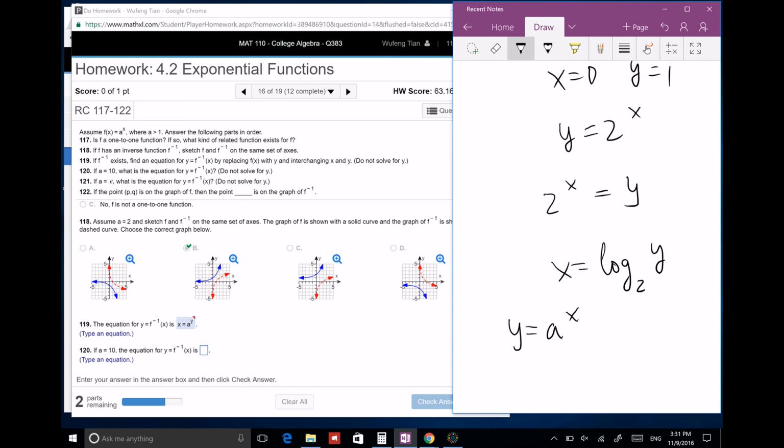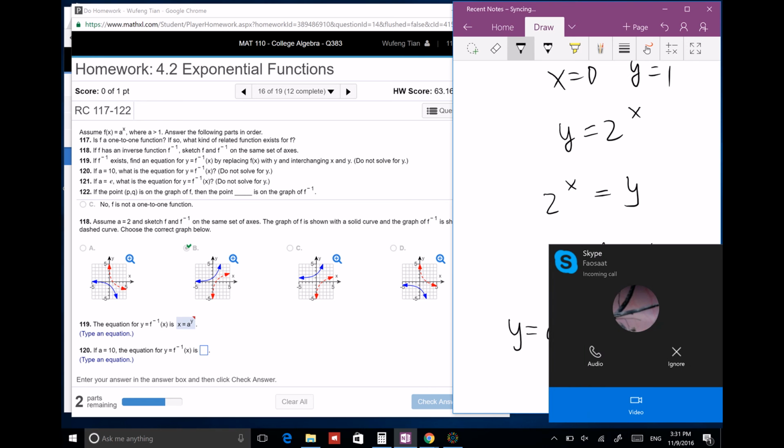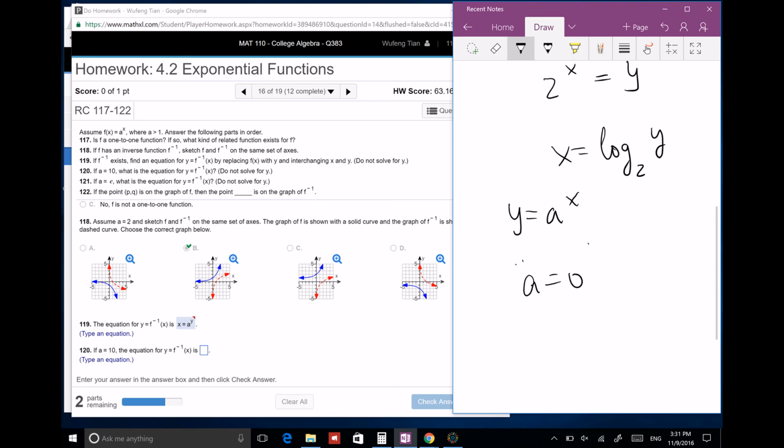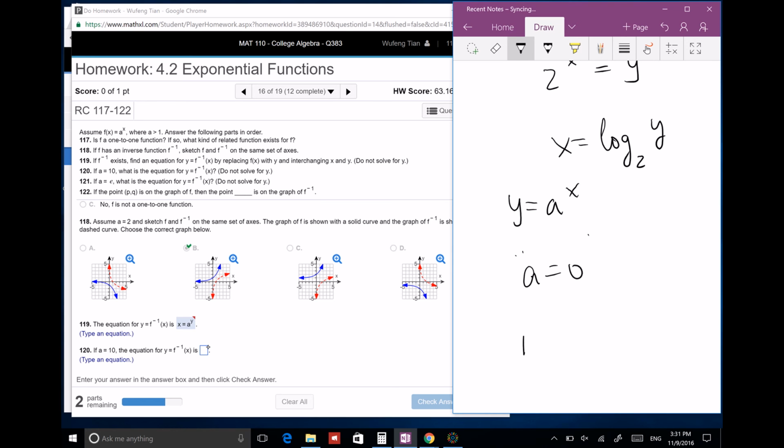If f inverse exists, find f inverse by replacing f(x) with y. If a equals 10, then the inverse of f is x equals 10 to the power y, right? Okay, and you finish the rest by yourself. I think it should be this one. I don't know why it changes to x equals a to the y.